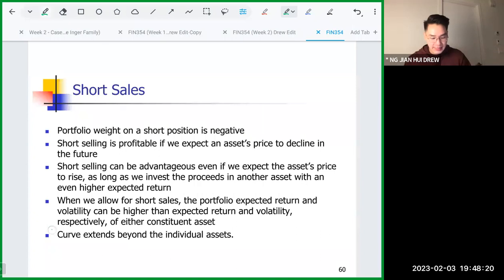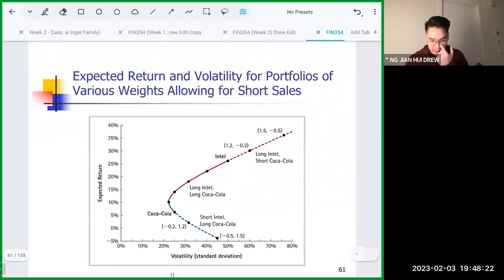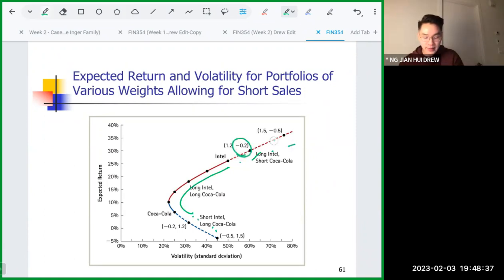Okay, so we're extending the curve. So let's look at this thing here. Remember we have our initial parabola here. Now I'll talk about extending this further down. We do this by doing a short position. And you notice that now it's a negative weight. Negative weights means that you are doing a leverage position, and short sell is also a leverage position, which is why it's negative. All right, so we can move along or extend the parabola.